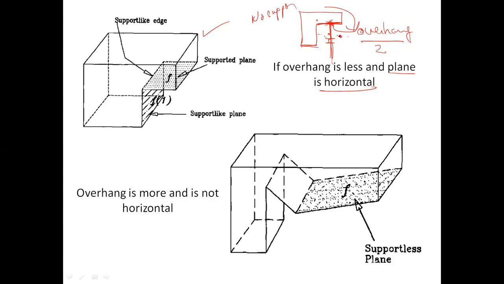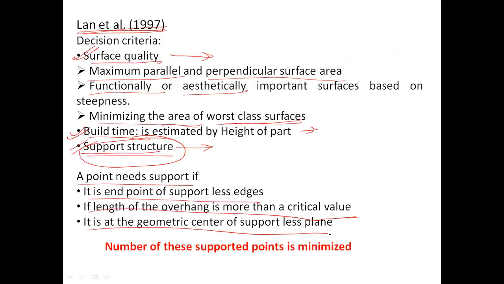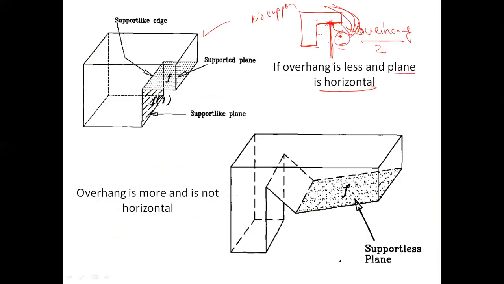If it lies outside this, if suppose point I moves over here, if this point I actually lied over here, then in that case, it will definitely topple and you need support. So what happened was the number of points which needed support were minimized. When you minimize the support structure, your build time automatically is going to decrease because support structure generation is going to reduce.